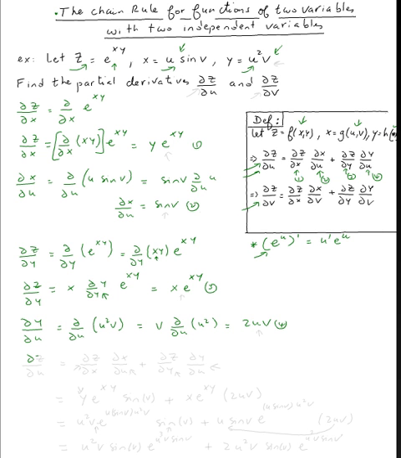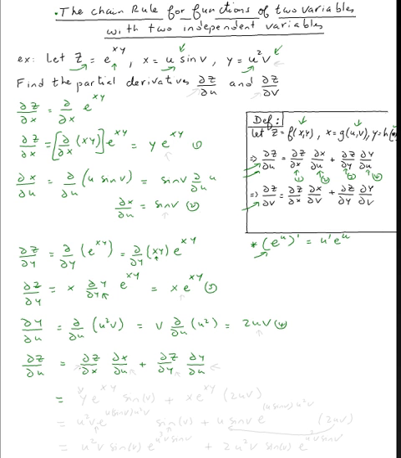Now all I have to do is write the formula and finish it. Partial z with respect to u is equal to partial z with respect to x times partial x with respect to u, plus partial z with respect to y times partial y with respect to u.